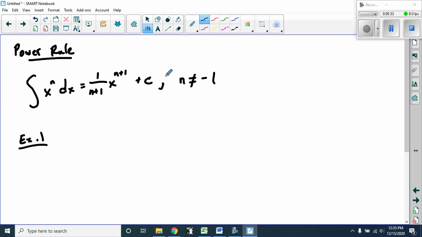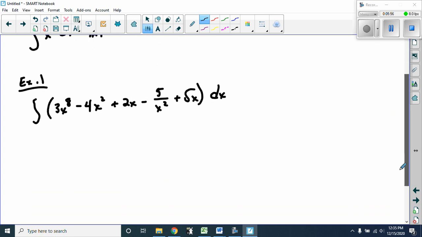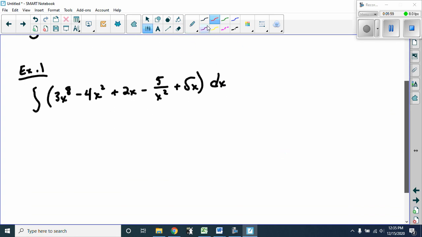So let's take a look at example 1. Example 1 asks us to integrate 3x to the 8th minus 4x squared plus 2x minus 5 over x squared plus root x dx. That's a bad integral symbol. The integral of 3x to the 8th minus 4x squared plus 2x minus 5 over x squared plus root x.